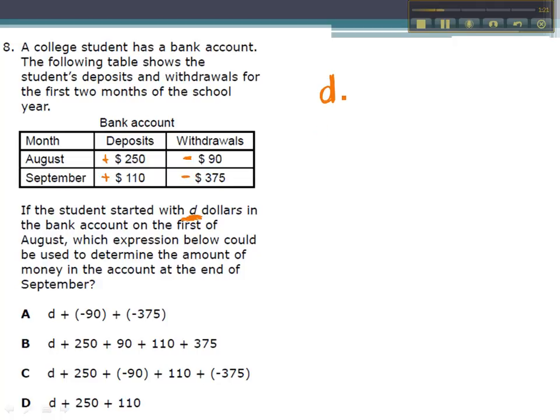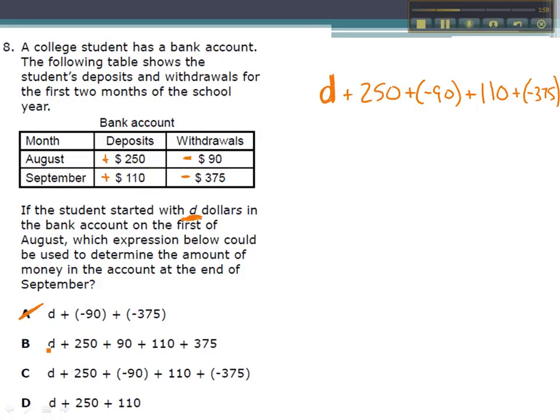So in August he started with D dollars, he added positive $250, and he added a negative 90, which is the same as subtracting $90 from his account. It's $250 plus a negative 90 that represents what happened to his account in August. And then in September he deposited 110, so he added 110, but he withdrew $375, so you add a negative 375.